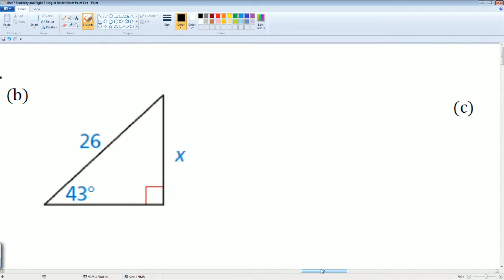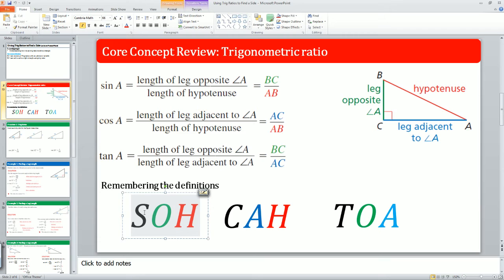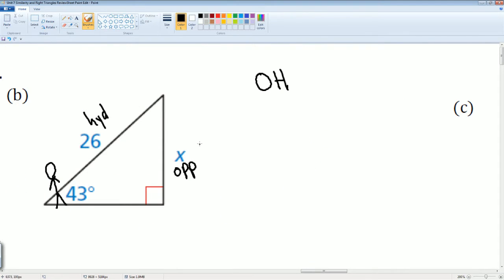B. We start by putting our person here on the 43 degree. We label their pieces. X is our opposite, farthest away. 26 is your hypotenuse because that is the diagonal, the longest line. Now we have the letters O and H. That is your side, opposite, and hypotenuse. So we put S here. This is going to help us set this up.